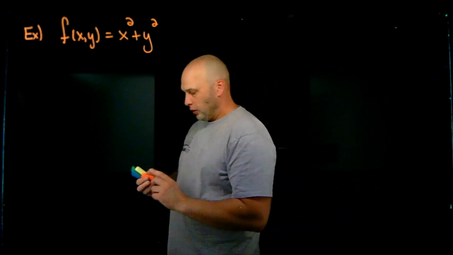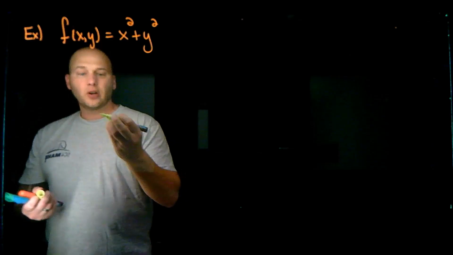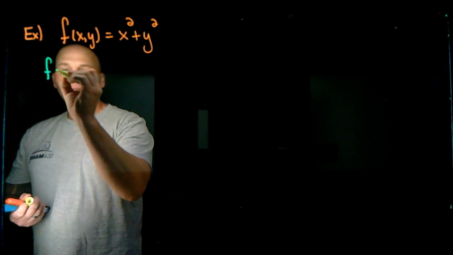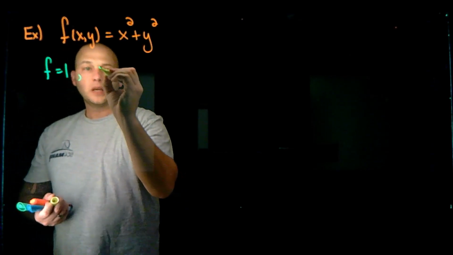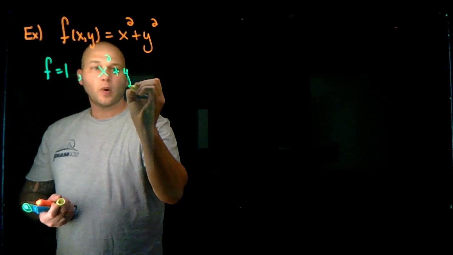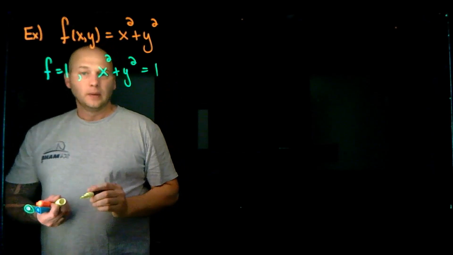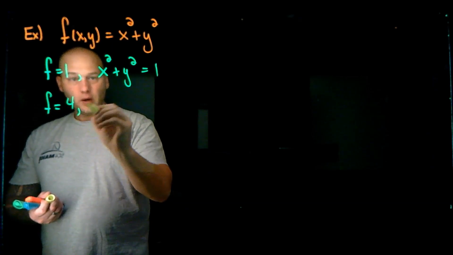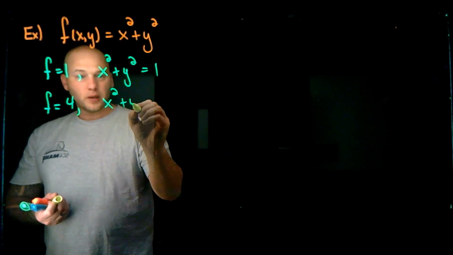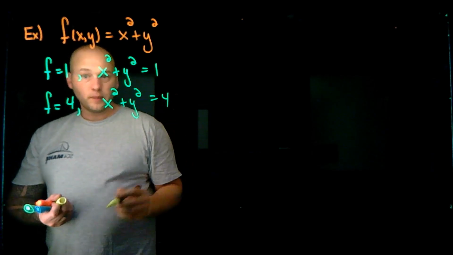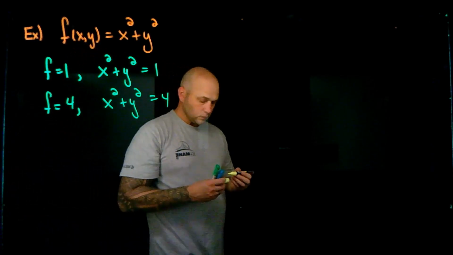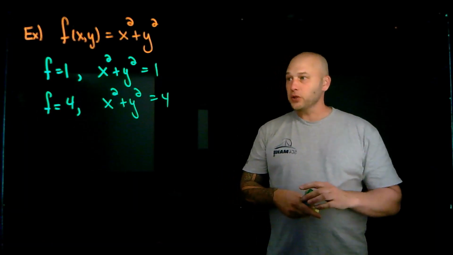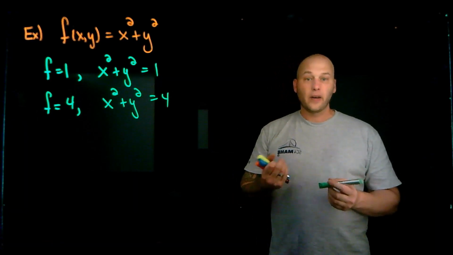So let's take a look at some of these level curves. The level curve f equal to 1 means I've got x squared plus y squared is equal to 1. The level curve f equal to 4 would be x squared plus y squared is equal to 4, and so on and so forth. So let's take a look at the sketch of the level curves and how that relates to the graph.